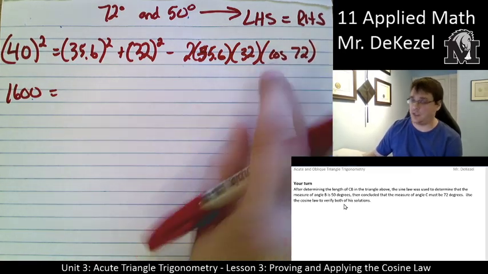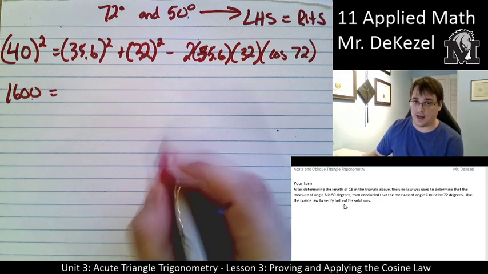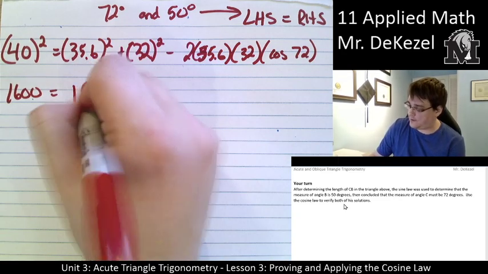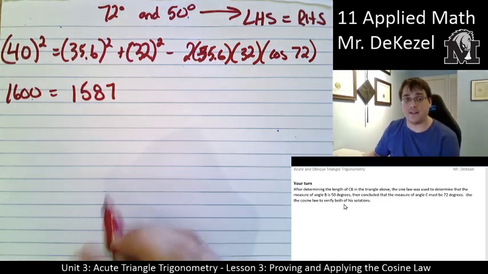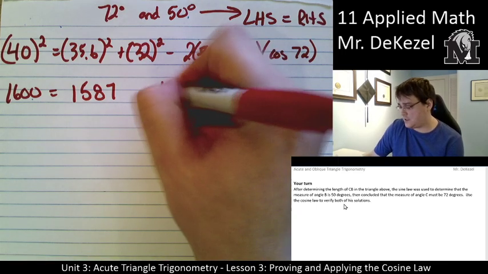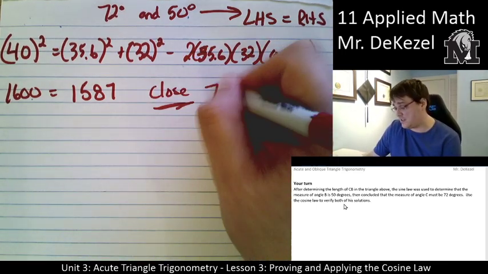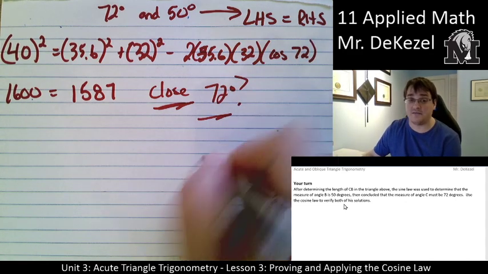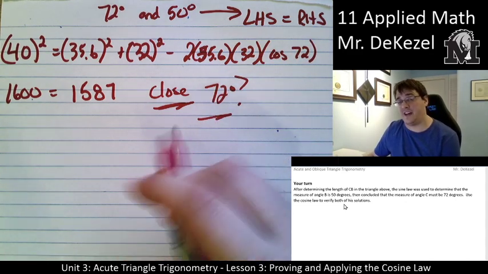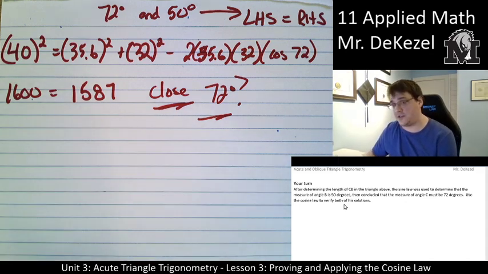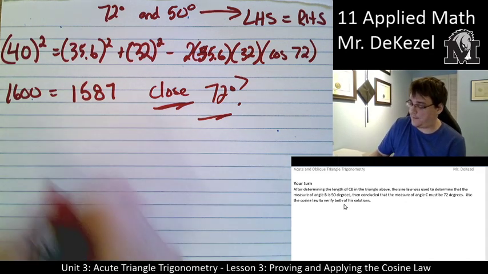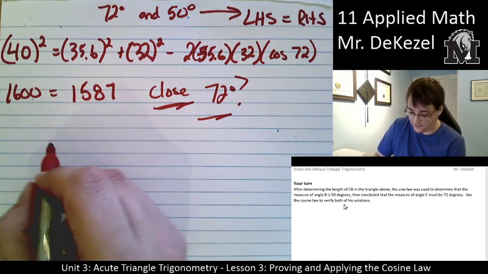Again, I would do each part separately and add them all up. What we find is that this equals 1587. So this is close. So it's close to 72 degrees, something like that. Maybe it's 71 and a half, maybe it's 72 and a half, but overall this looks like it would be okay. Let's try the other one to see if it really is 50 degrees.